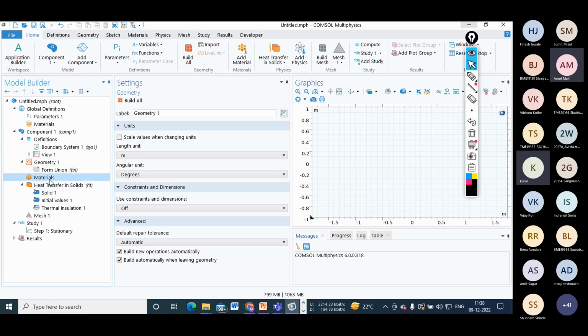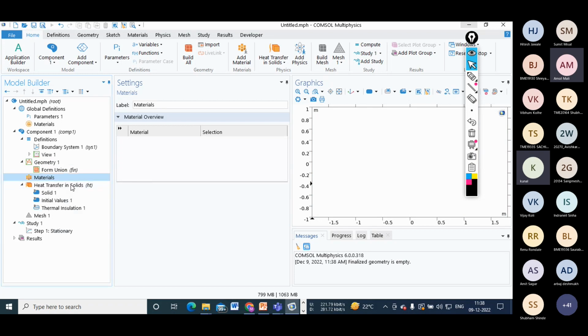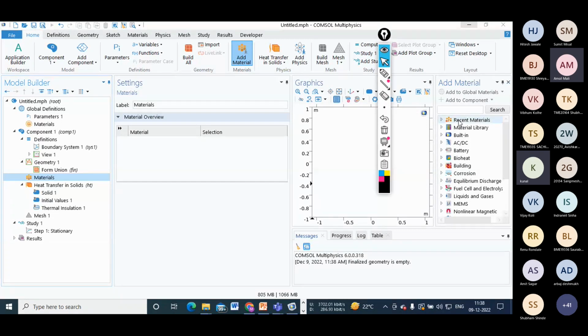Here you can add the material, for example if you right click on the material, here you can see this is the add material, and from here you can add the materials in the built-in tab.